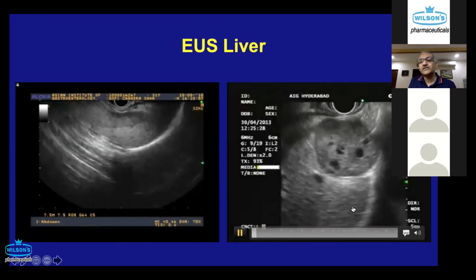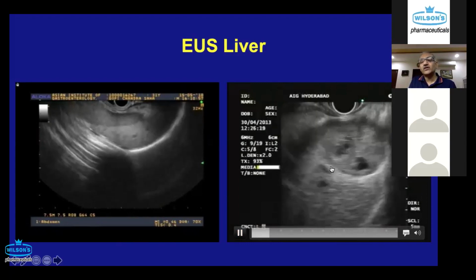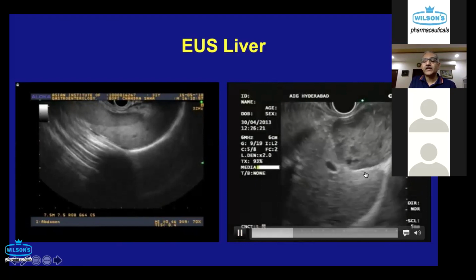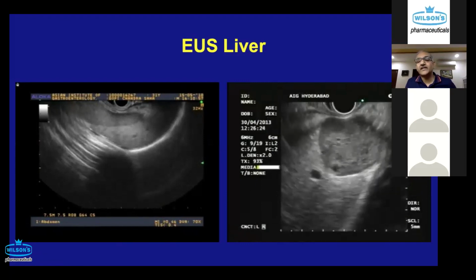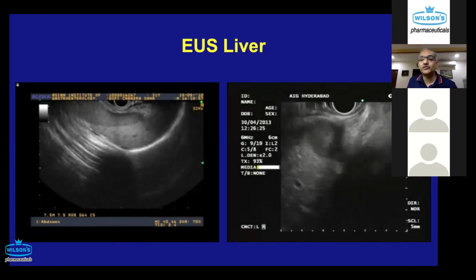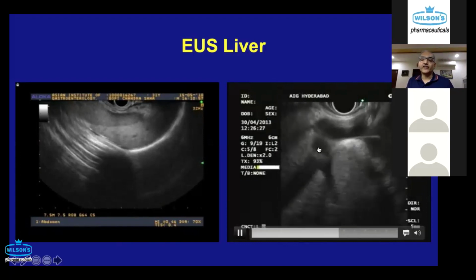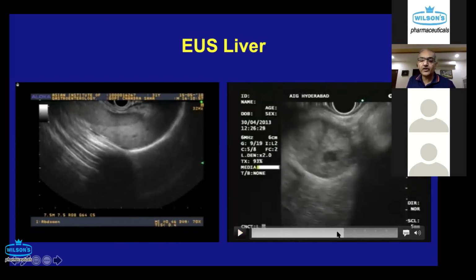In the right panel, you can see this is a tumor which is sitting in the caudate lobe area. Very difficult to FNA. This was a young lady who had come with an incidental finding of this mass lesion, and we were not sure what we were dealing with. And we could do an FNAC from the lower esophagus. And you can see it here. I'm sorry, just a minute back.